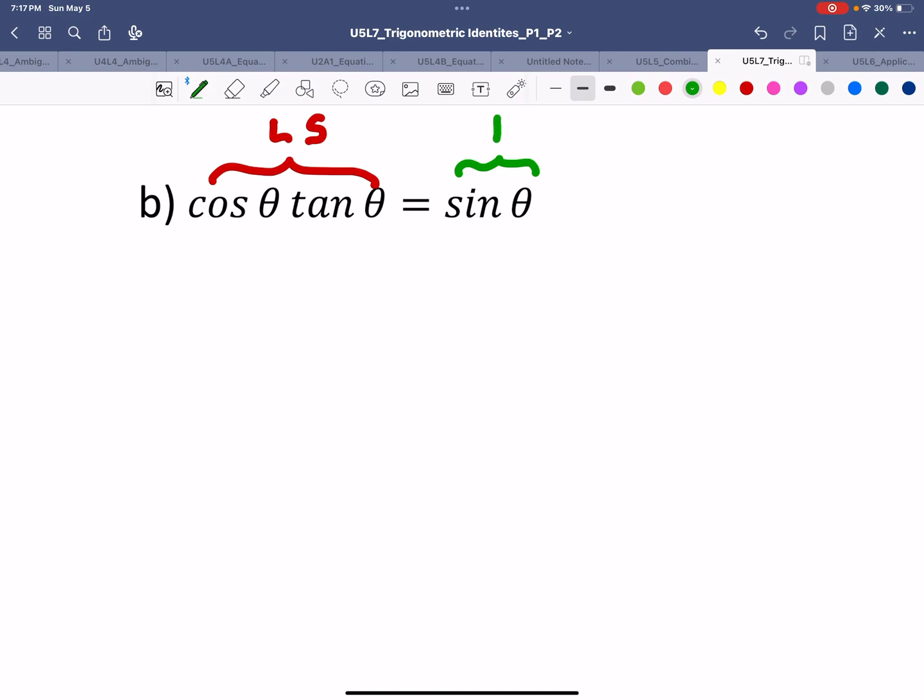Now, in order to prove that the left equals the right, we have to pick one side, we said, and the side that you want to choose to work with would be the side that has more terms, because the more terms you have, the more tools you have in your hands to work with and simplify. So it seems that the left side has more terms, so I am going to work with the left side. So the left side is equal to cosine theta, tan theta.